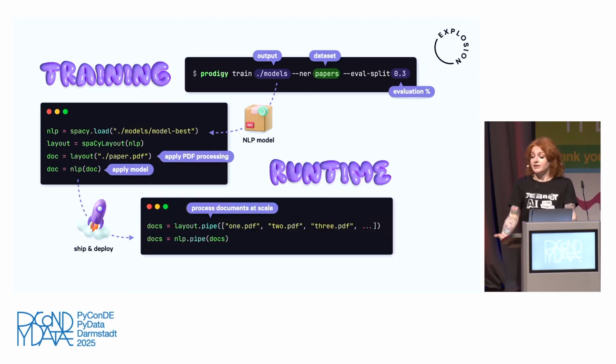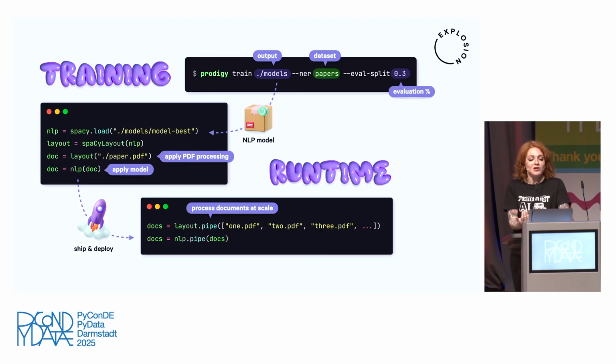And what we ship and deploy is then a pipeline that can run on any file format, and separately the layout extraction component that we can also test and debug separately, and then use to process documents at scale, kind of similar to the pipe method we're used to from different libraries, including spaCy. And I think a lot of workflows implement methods where you pass in a sequence of documents, and that takes care of batching and so on. So that's the full end-to-end process.